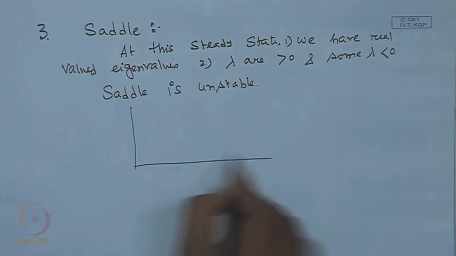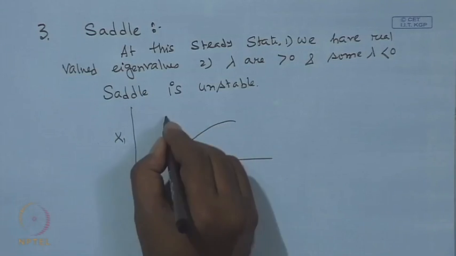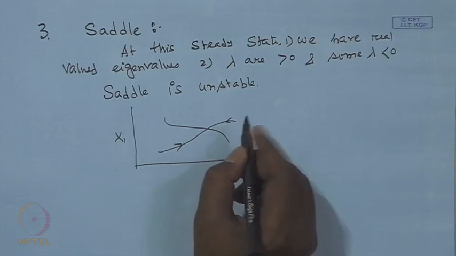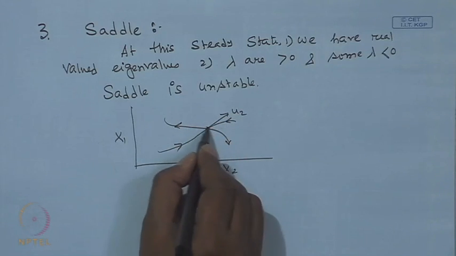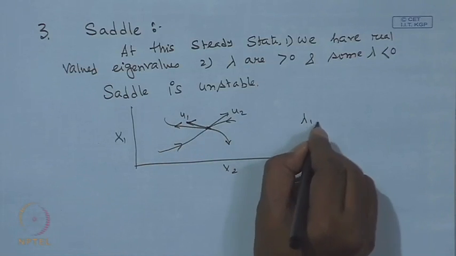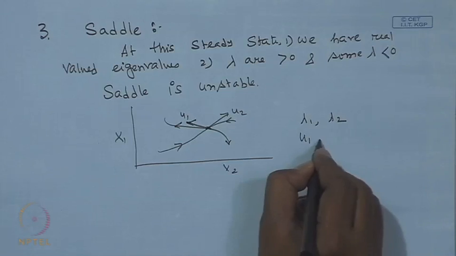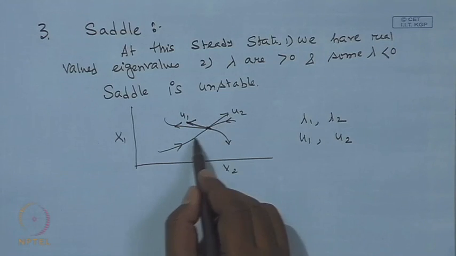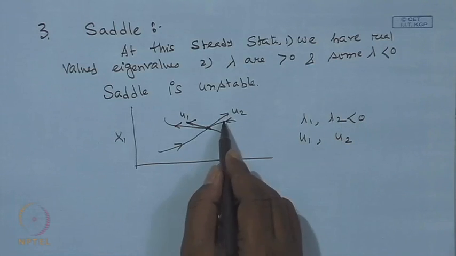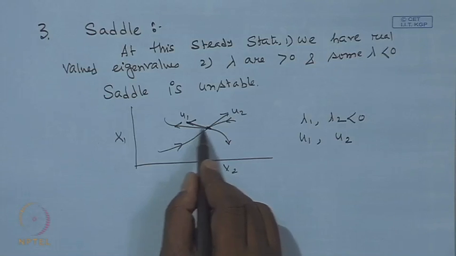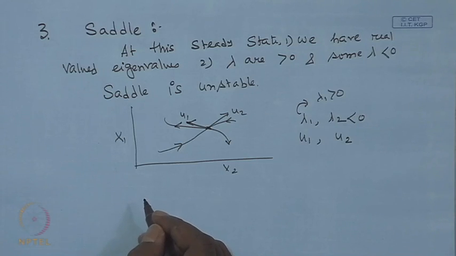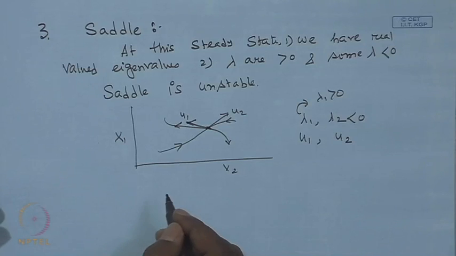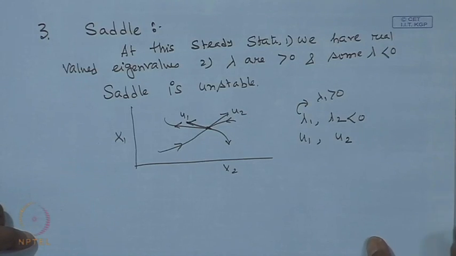If you look into the phase plane plot for the saddle, it will look something like this. Let us say this is u2 and this is u1. Lambda 1 and lambda 2 are the two eigenvalues, and the corresponding eigenvectors are u1 and u2. Along u2, lambda 2 is negative, so any disturbance will decay, and along the eigenvector u1 any disturbance will grow in time. Therefore, lambda 1 is positive. So, this is the case of a saddle. A saddle is basically a steady state where some of the eigenvalues are positive and some are negative.